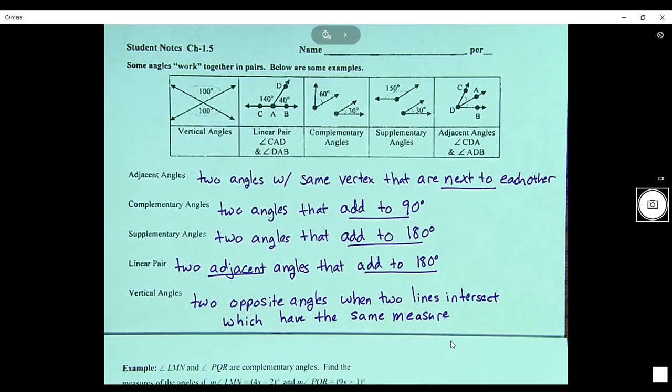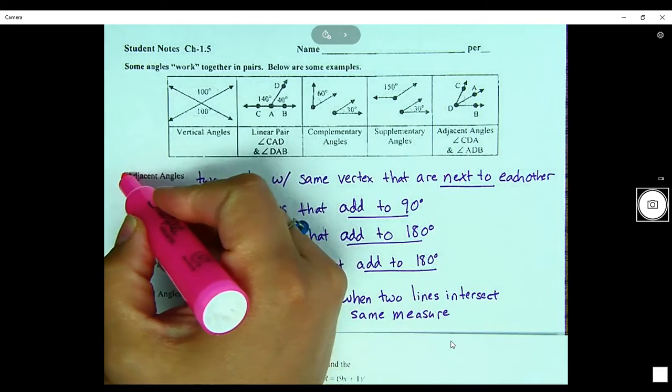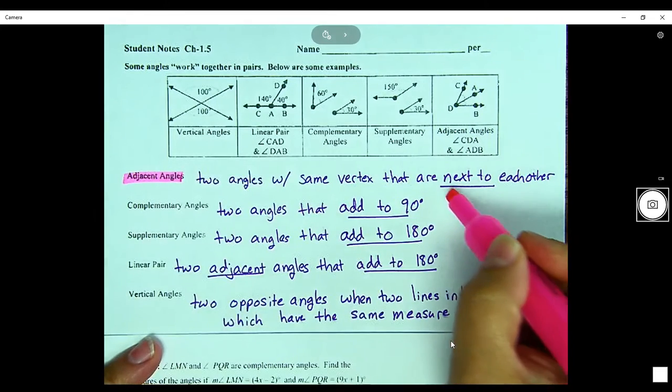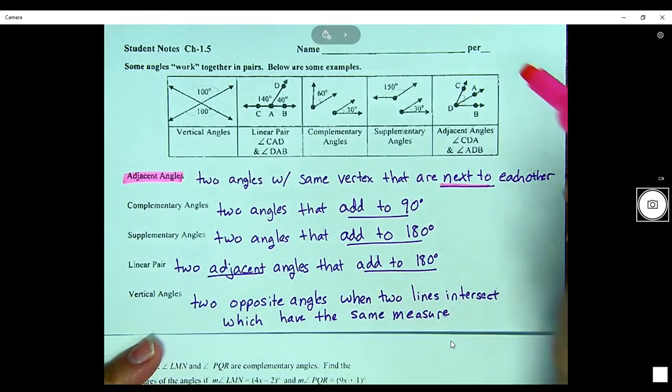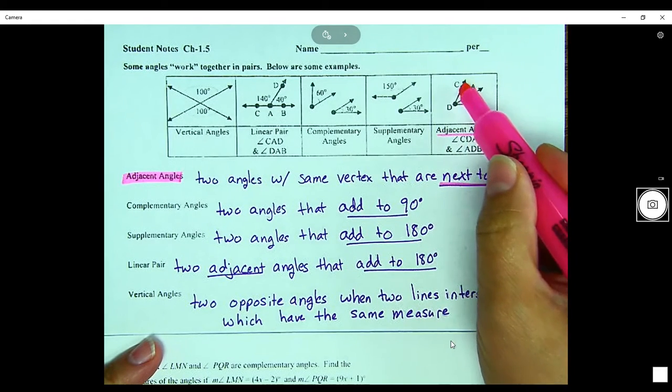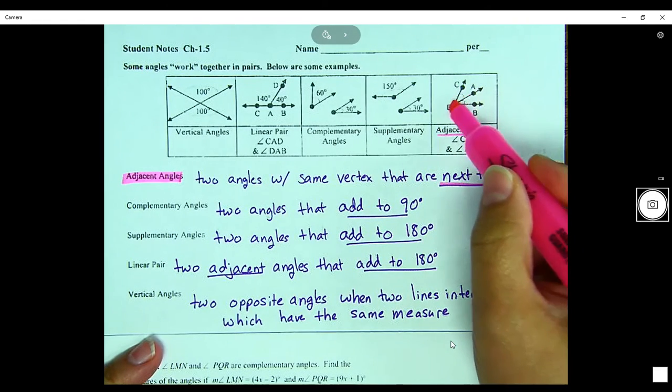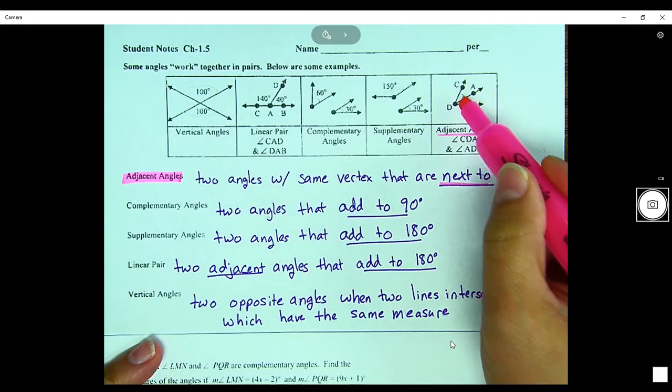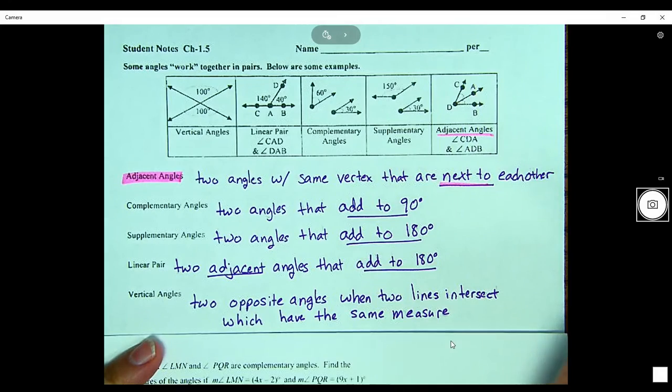Hi there. Let's talk a little bit about some angle relationships. So the first type of angle relationship we're going to look at is our adjacent angles. Adjacent angles are just next to each other. So if you look in this box right here, adjacent angles are angles CDA and ADB. So they share a vertex and they share a side.